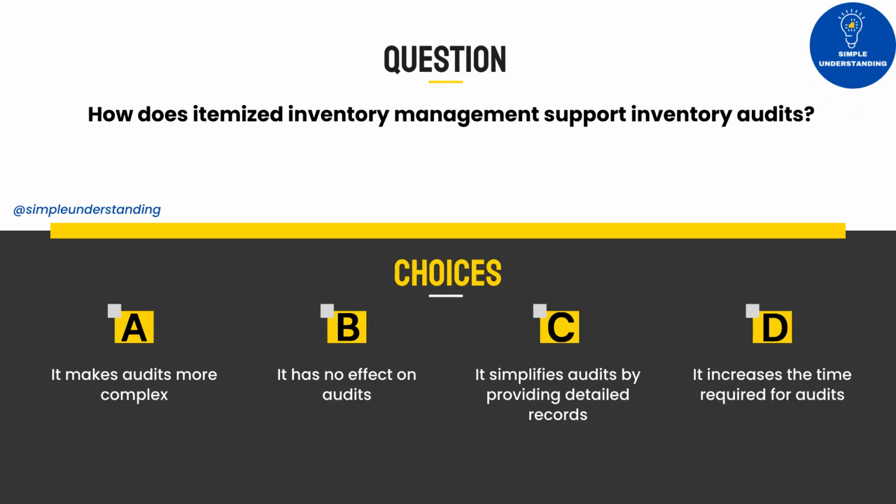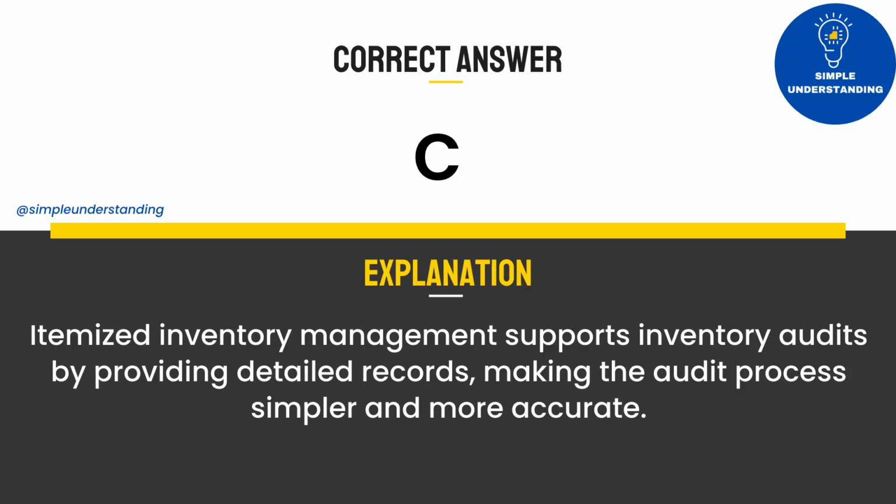7. How does itemized inventory management support inventory audits? A. It makes audits more complex. B. It has no effect on audits. C. It simplifies audits by providing detailed records. D. It increases the time required for audits. Correct answer, C. Overall explanation. Itemized inventory management supports inventory audits by providing detailed records, making the audit process simpler and more accurate.